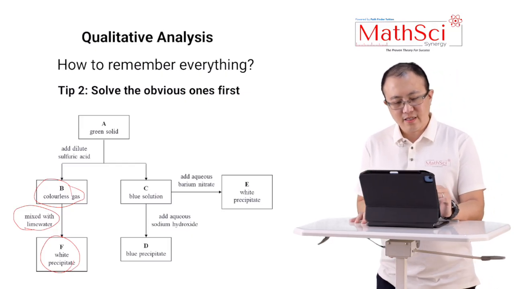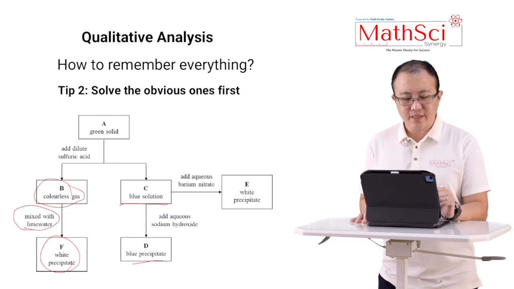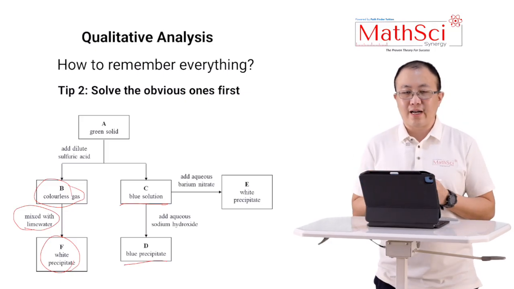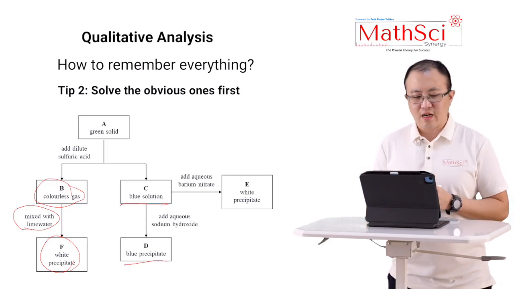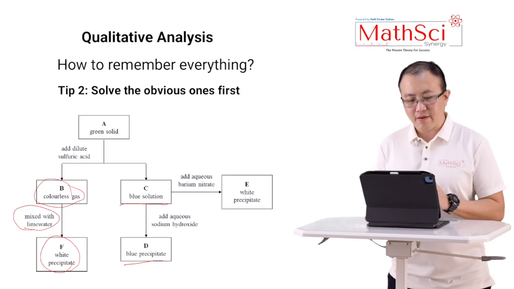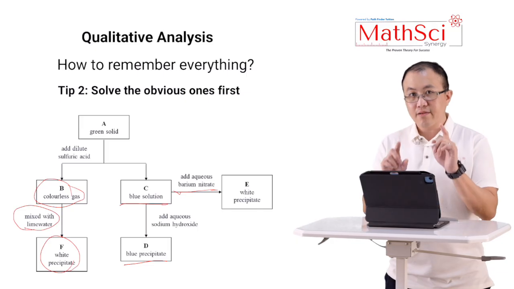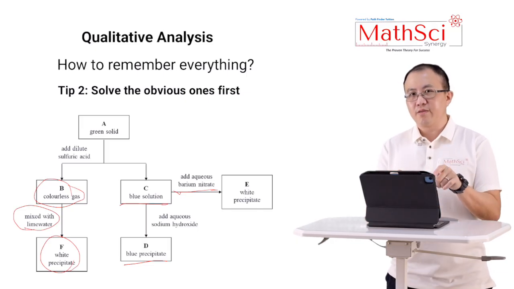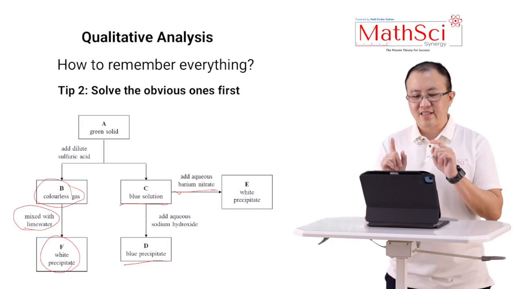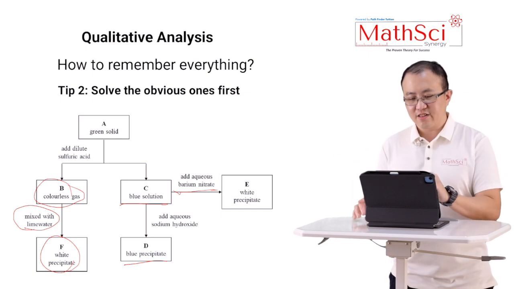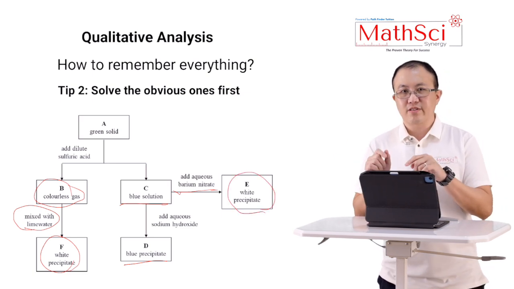Then for the blue one, you remember just now I did say, blue one is basically the copper 2 ion. So this C should have something to do with copper 2 ion. And then last but not least, you look at the barium nitrate. Okay, barium nitrate means barium sulfate. So we are testing for sulfate ion. So the white PPT is actually barium sulfate.